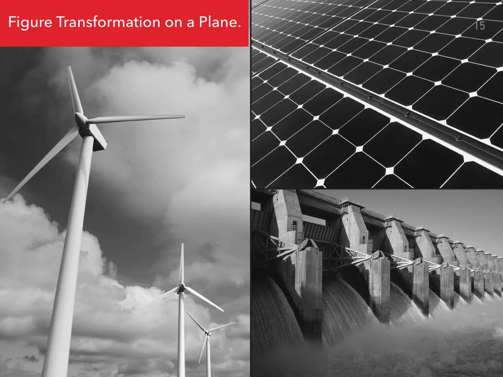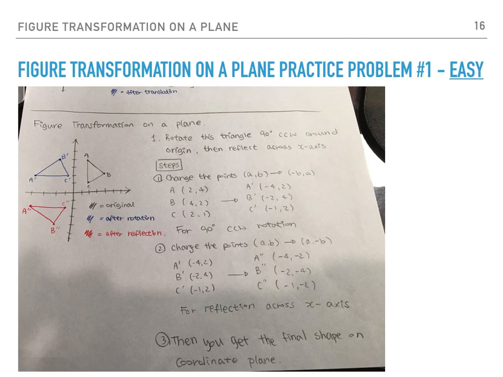And then the third prompt, for example, would say, hey, in this last part of the question, go ahead and rotate it 270 degrees counterclockwise, for example. Then you just apply your knowledge of what we learned earlier for rotations, and you get this third triangle. So that's what figure transformation on a plane means. Let's go ahead and apply that to a quote-unquote easy problem.